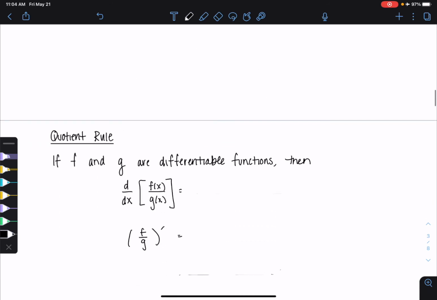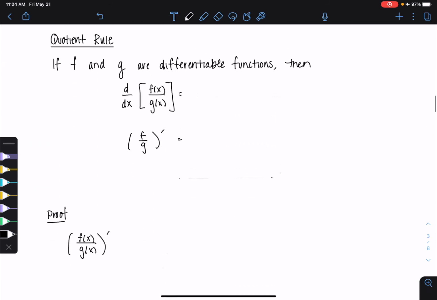Okay, so let's go through our next rule, which is our quotient rule, and I'm going to go through the proof of this as well. Definitely more complicated if I want to take the derivative of one function divided by another. It's going to look messy, but there's a nice mnemonic that can help you really remember it.